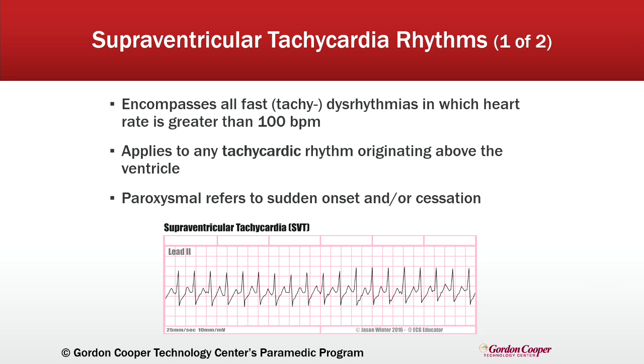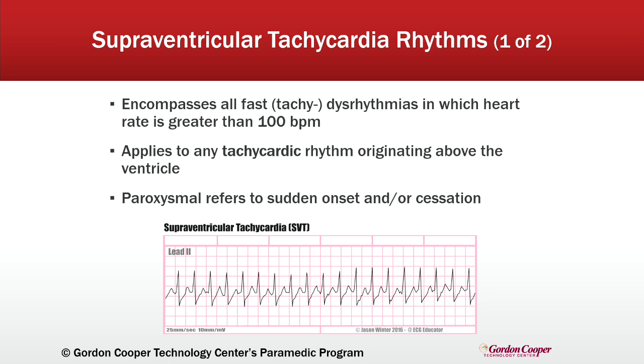All right, supraventricular tachycardia rhythms. So that's just a general term used for all fast or tachy dysrhythmias, where the heart rate is greater than 100. Now, this includes any tachycardic rhythm that originates above the ventricles, supraventricular, that should make sense, meaning the problem is occurring in the atria or the AV node rather than in the ventricles themselves.